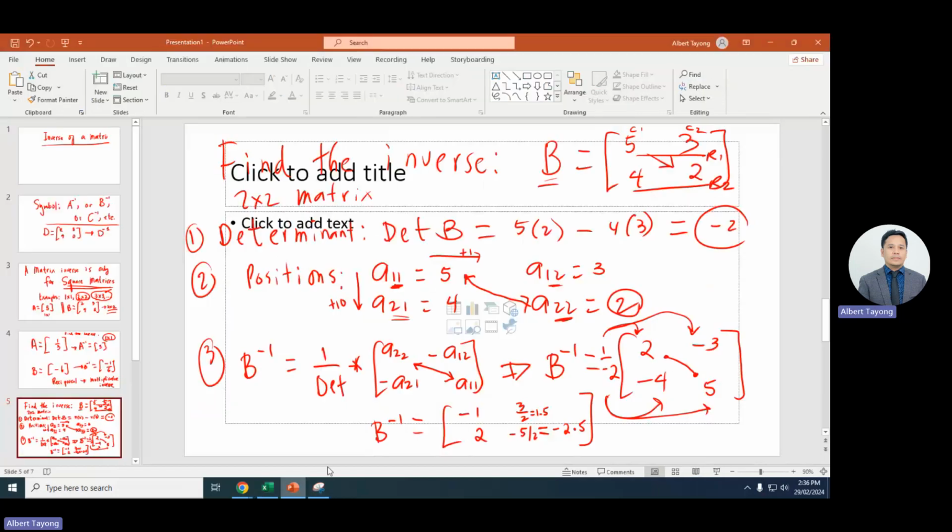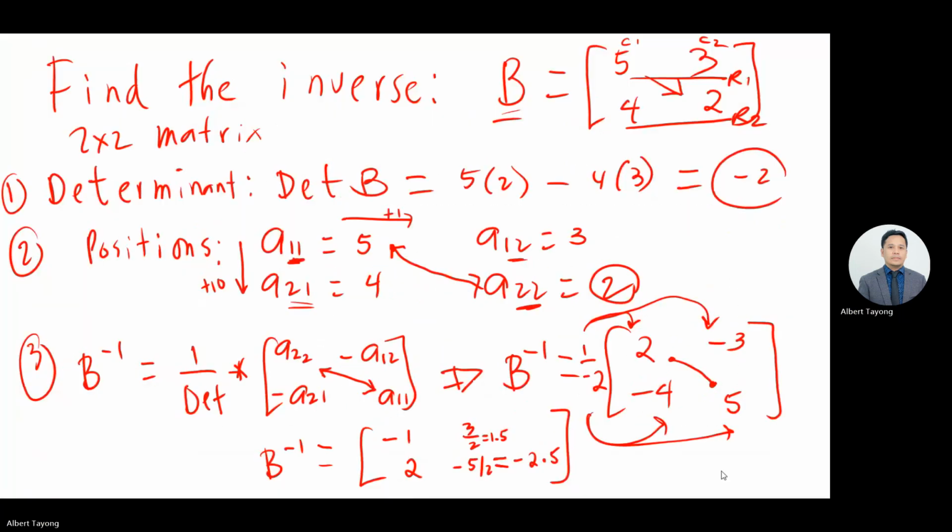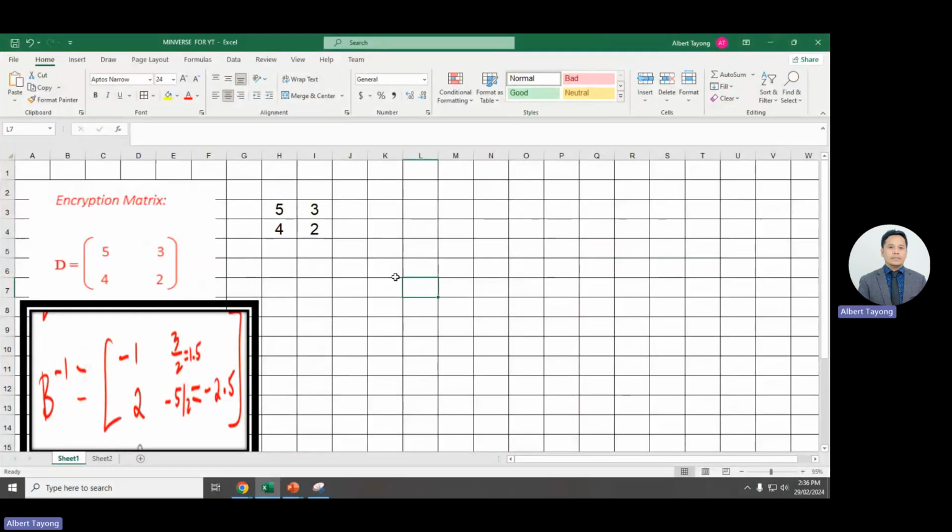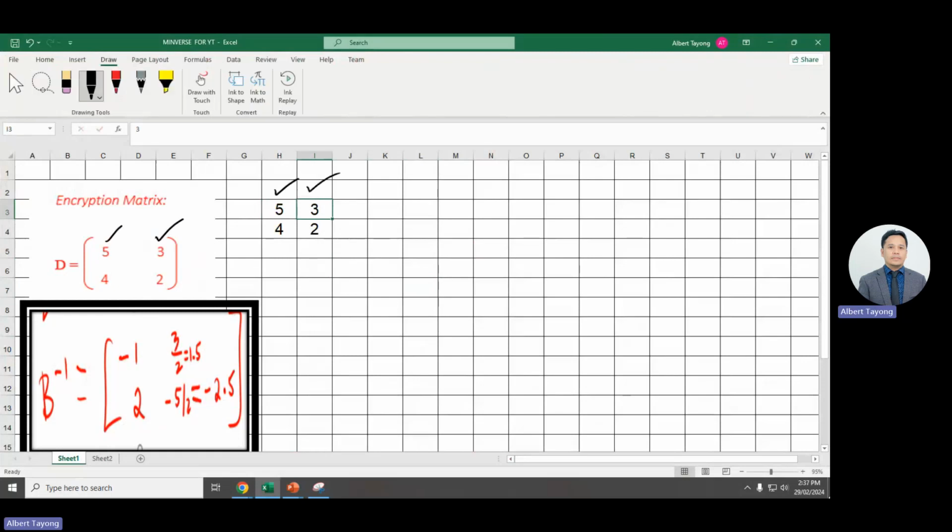All right, so let's try to use Excel to find the inverse of 5342. That is the given here. We have 5, 3, 4, and 2. Right, so I have written the numbers here. The first number is 5, followed by 3. Then we have 4 and 2.